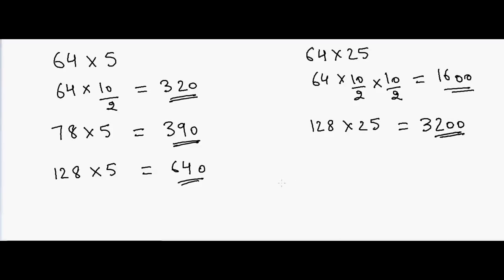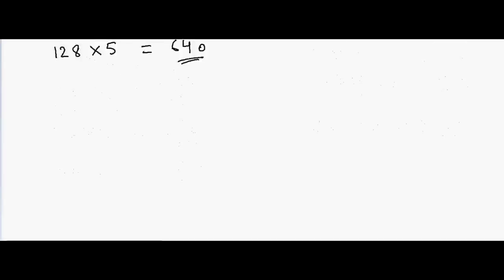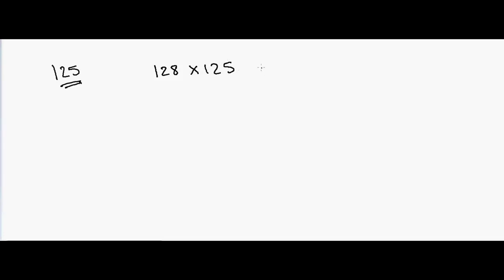Again, let's go to one more trick. If we have to multiply by 125, how do I multiply by 125? So I'll take an example. 128 I want to multiply by 125, then that can be written as 128 into 10 by 2 into 10 by 2 into 10 by 2. So we have to divide 128 by 2 three times, or we can divide it by 8.